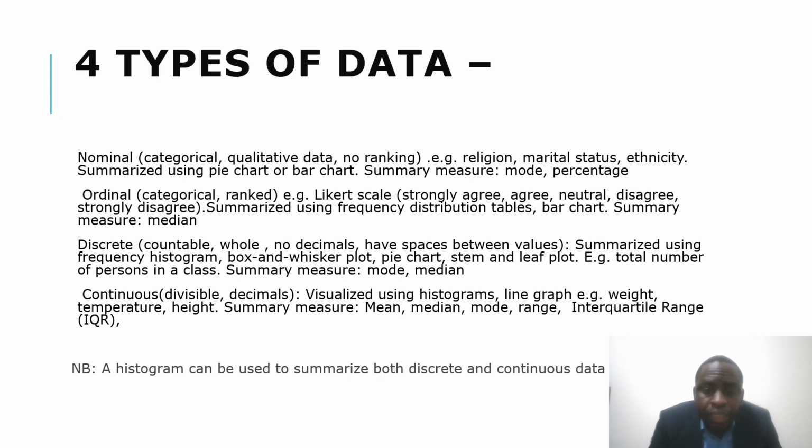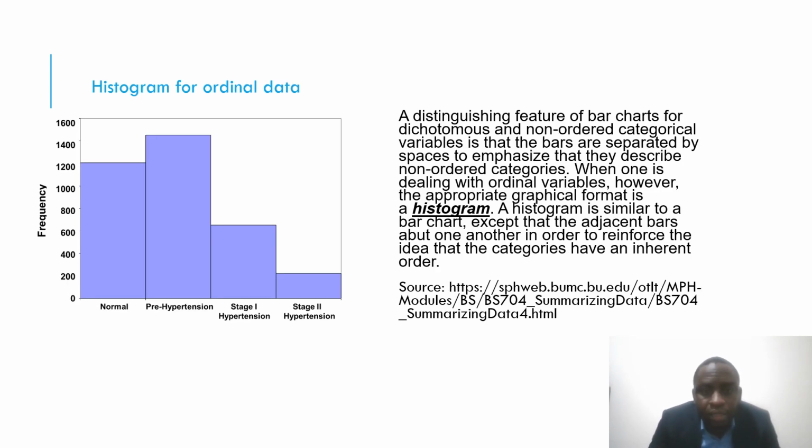The summary measure can be mode, it can be median. All right. Now, continuous data are anything that has decimal points. They are divisible till the minutest. They are all numbers. You can visualize them using histograms, line graphs. Example is weight, temperature, height. So they are all quantitative data. You can summarize them using mean, median, mode, range, interquartile range. Also know that a histogram can be used to summarize both discrete and continuous data. So this is an example of a histogram. You can see here there is no space in between them, right?